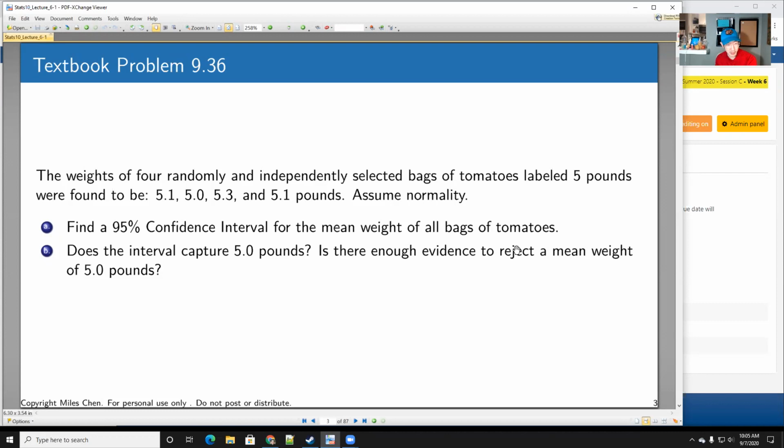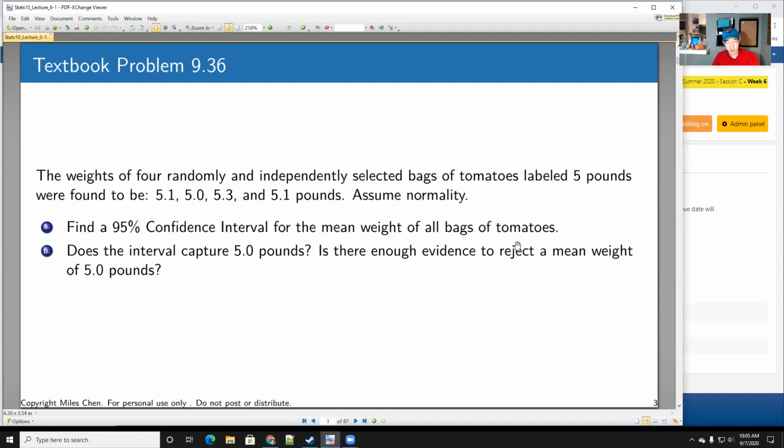So here are bags of tomatoes, and apparently the label says this is a 5-pound bag, and we're going to weigh them and see if they really are 5 pounds. They come out to be a little bit different. So we're going to make a 95% confidence interval for the mean weight of all of the bags. And does the interval capture 5.0 pounds? In order to answer this question, we need to calculate the mean and the standard deviation from our sample.